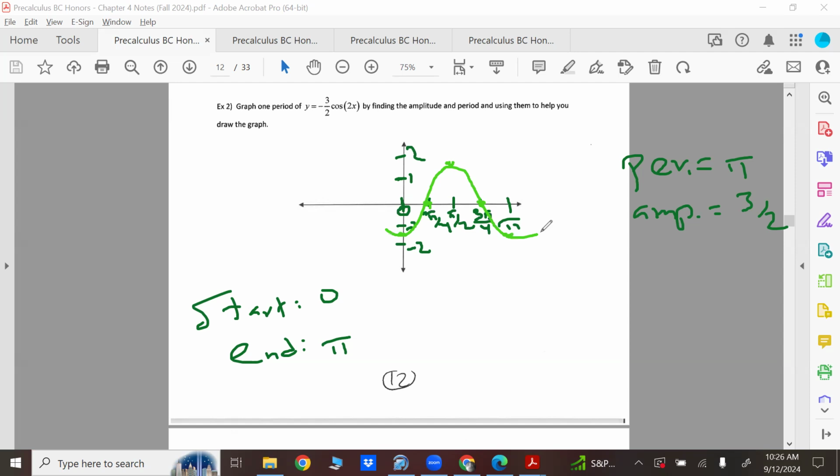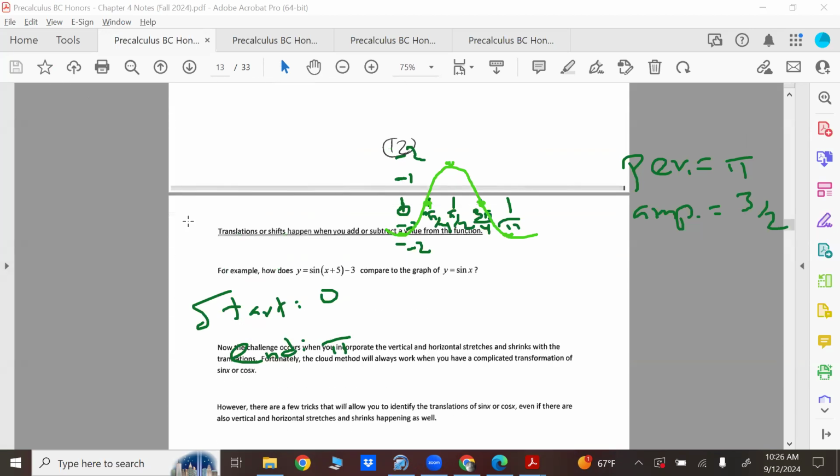So it shouldn't be this complex thing. As long as you know your transformations really well, you should be good. Okay, ready to move on?